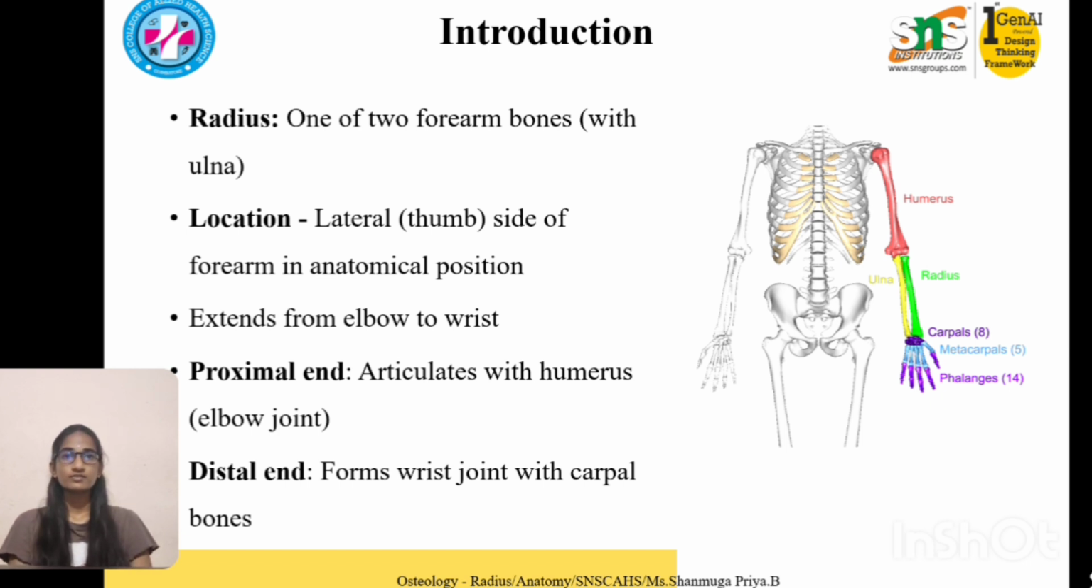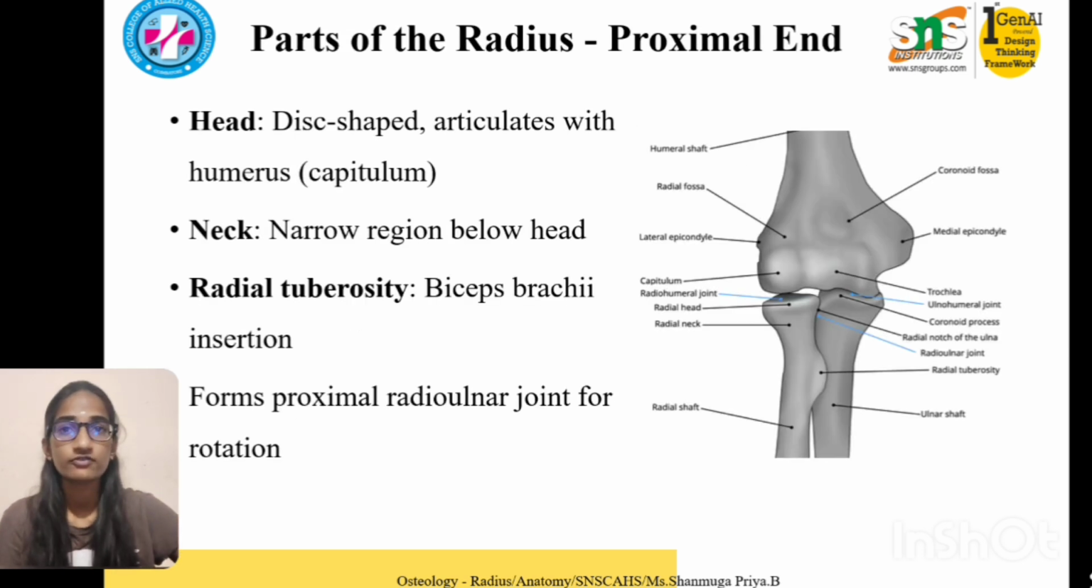At the proximal end, it articulates with the humerus to form a part of the elbow joint. At the distal end, the bottom, it comes in contact with the carpal bones to create the wrist joint. Think of the radius as the rotator bone. It allows you to turn your palm up or down, which is essential for everyday movements like twisting a doorknob.